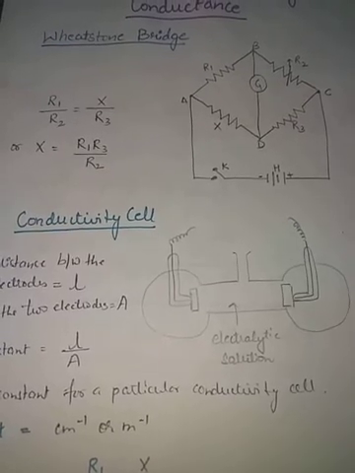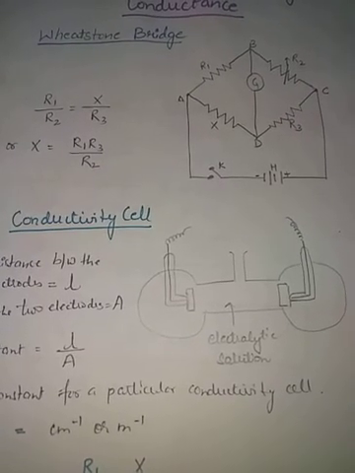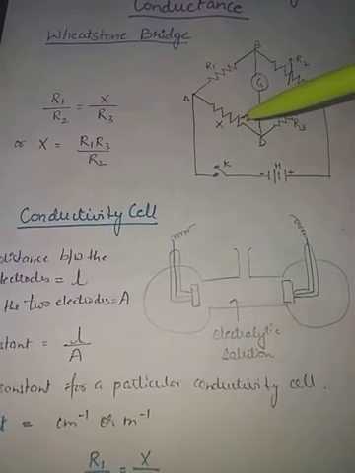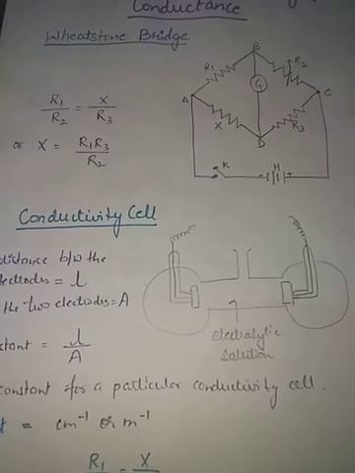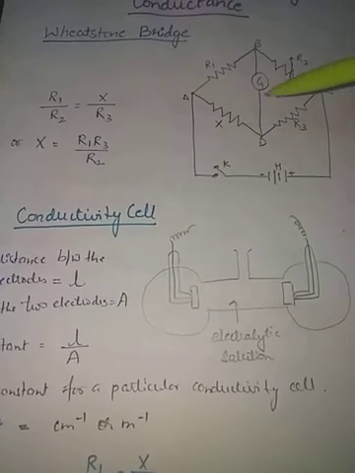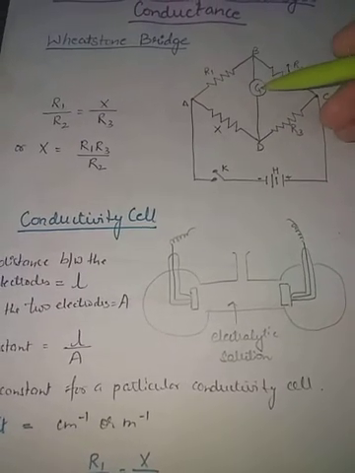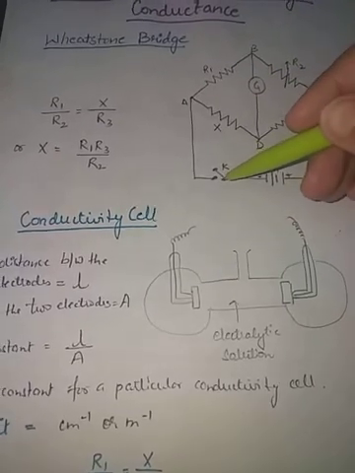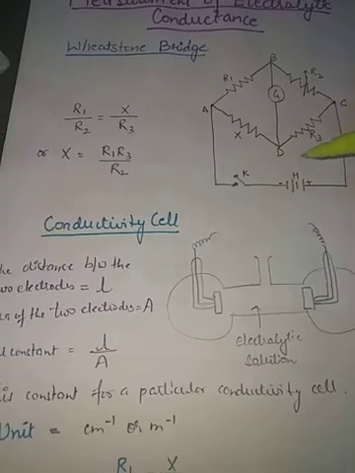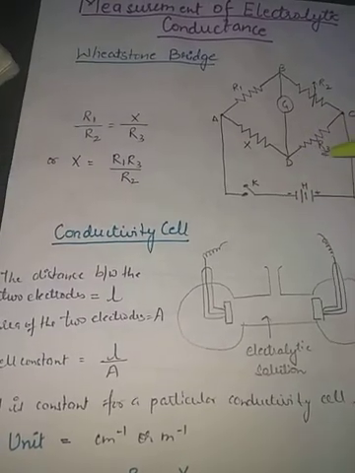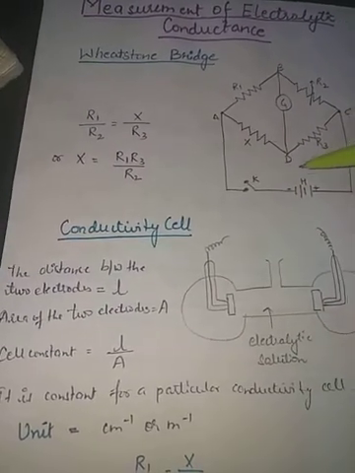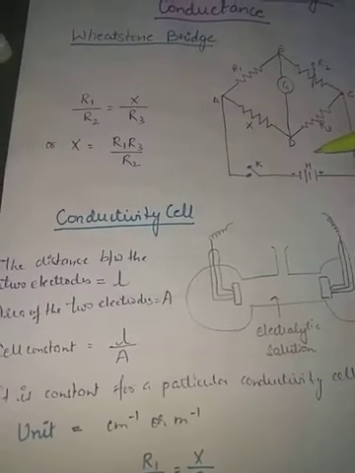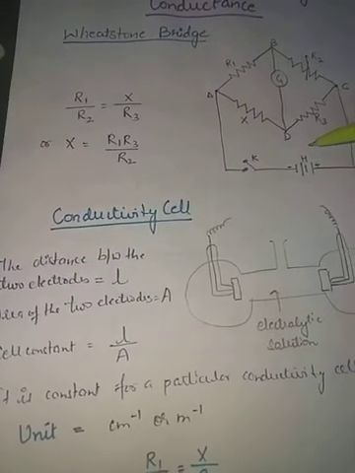See, it contains four arms: R1, R2, R3, and X. These four arms are connected through a galvanometer. H is a battery here, and K is a key. With the help of this, we'll calculate the value of X. X is an unknown resistance, and we'll calculate its value.